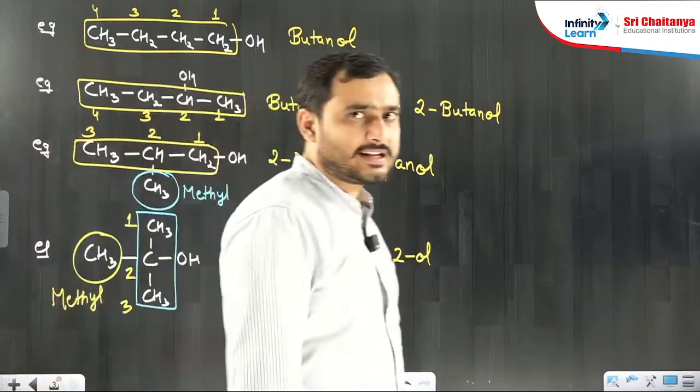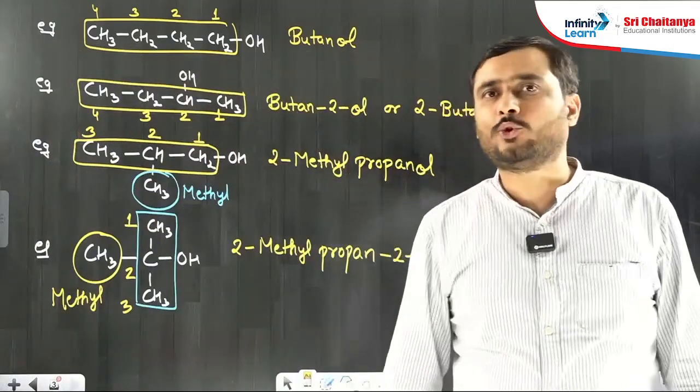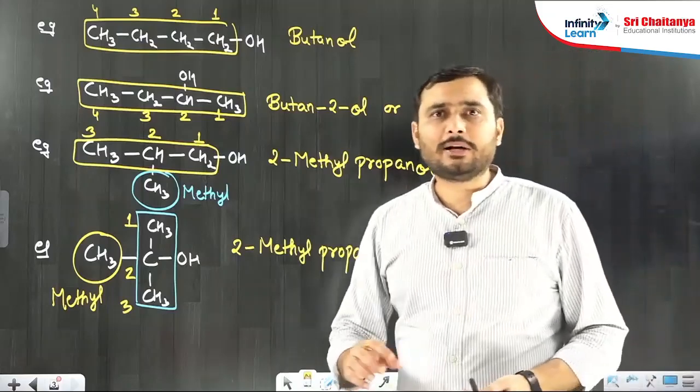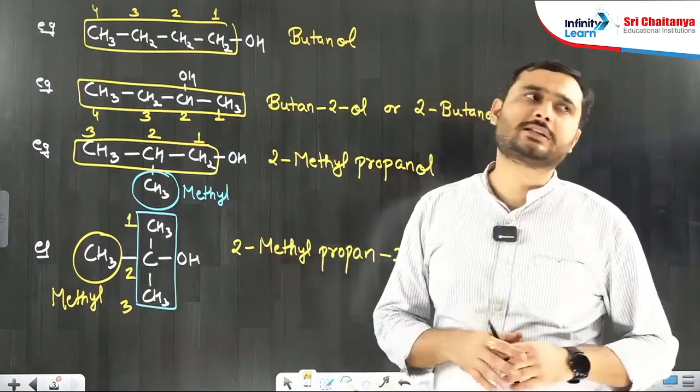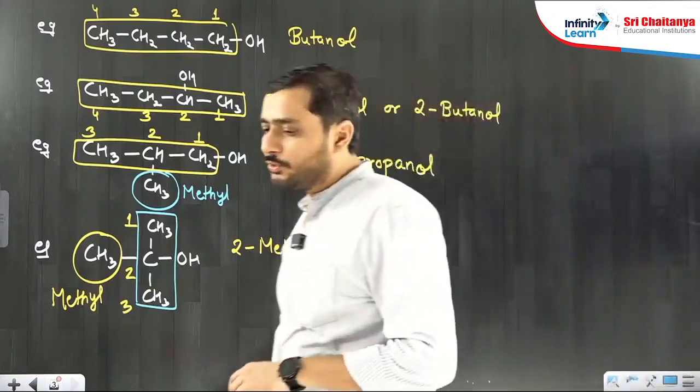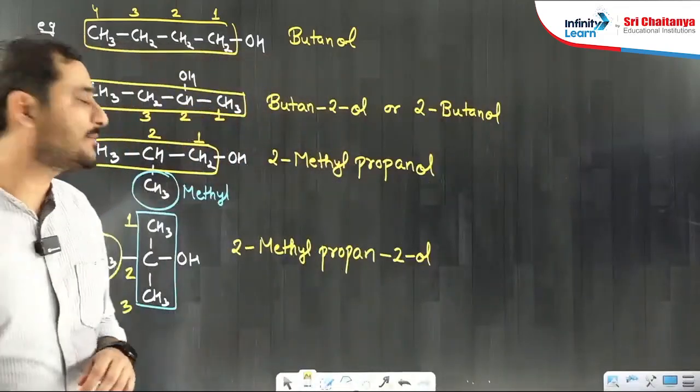Clear? These are simple examples where how many carbon atoms are present? 4. We are not writing any case where a multiple bond is present. First we are writing for single bond. Okay, so let us move to the next case where a total of 5 carbon atoms are present.